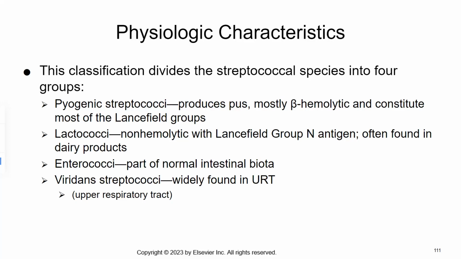Lactococci are non-hemolytic, Lancefield group N antigen, often found in dairy products. Enterococci, part of the normal intestinal biota. And viridans strep, widely found in the URT, or upper respiratory tract.